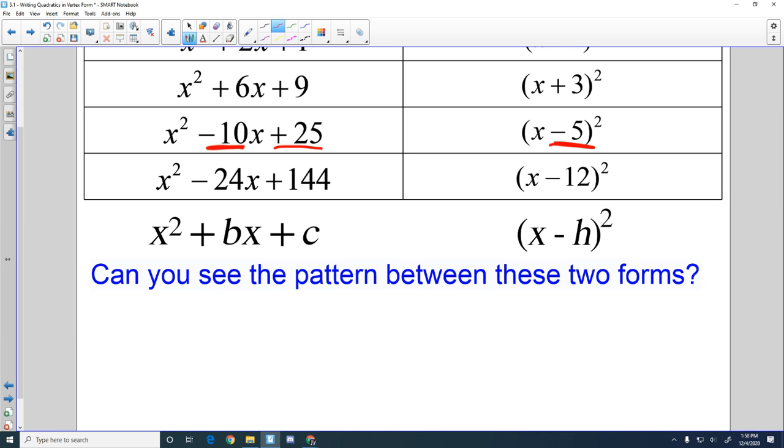Right? And yeah, good observation. That's right. If this is positive, the vertex form will be positive. If B is negative, then it's going to be negative in the vertex form. Excellent observation. That's great. So that's the pattern. That's the relationship that we're going to use to convert from standard form on the left to vertex form on the right. This is going to get messy when we get to fractions.